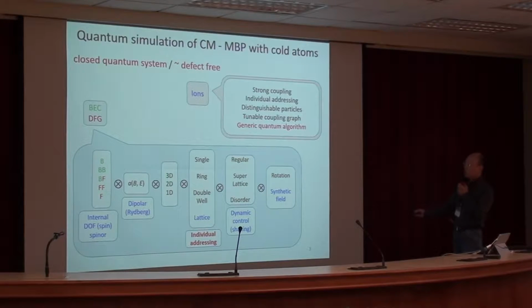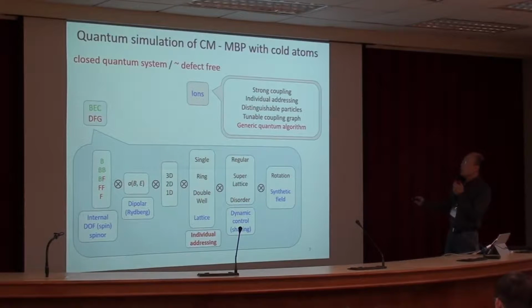You could have a single potential, ring potential, double well, lattice, and you could have a regular lattice or a superlattice. For lattices, you can add disorder, you can engineer disorder, which you heard about in yesterday's talk. And you can even do dynamic control, say shaking a lattice. Also you could rotate, or if you don't rotate, you can use a synthetic field to generate the rotation, which you heard in the talk in the afternoon. And now people are trying to add individual addressing capability, the so-called atom microscope. Okay, so this is the toolbox you have.